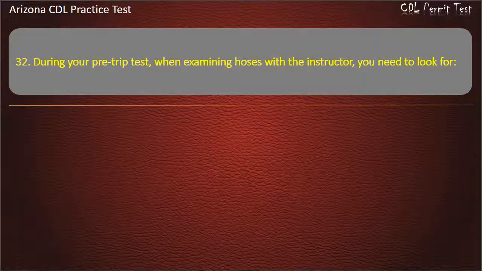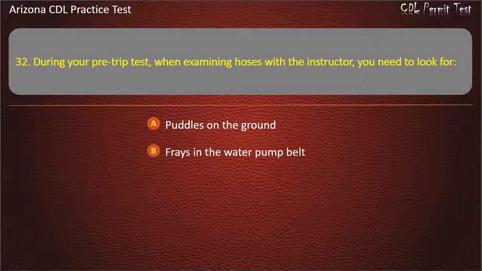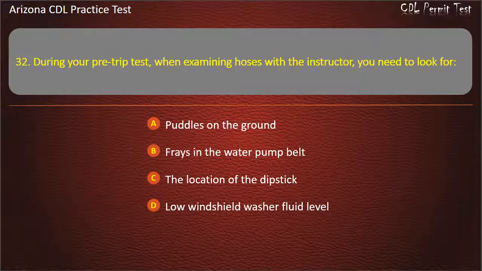Question 32. During your pre-trip test, when examining hoses with the instructor, you need to look for puddles on the ground, frays in the water pump belt, the location of the dipstick, low windshield washer fluid level. Answer. Puddles on the ground.